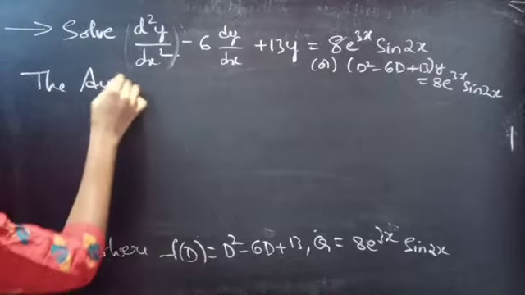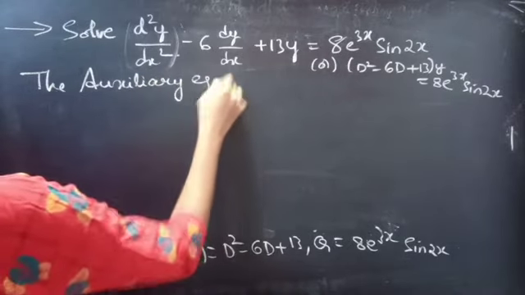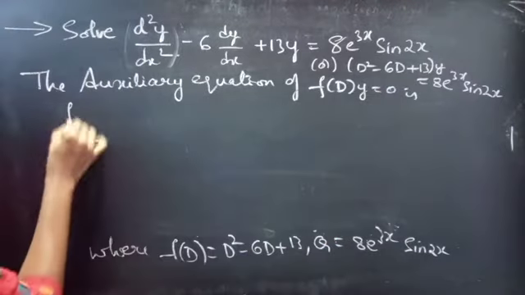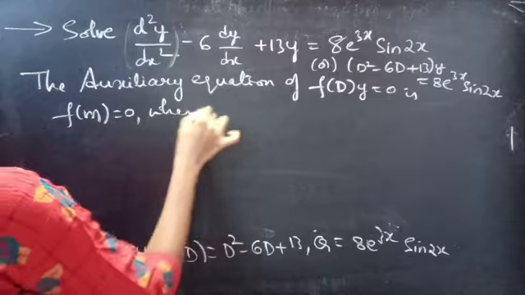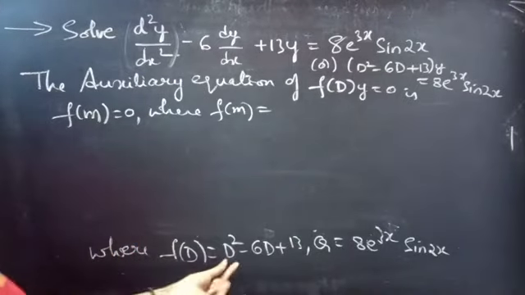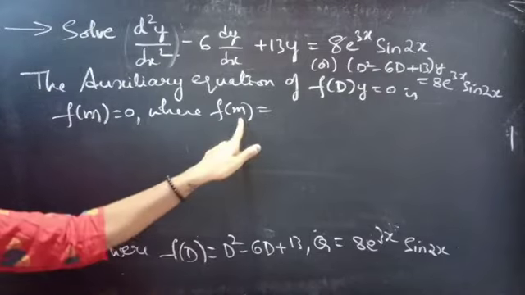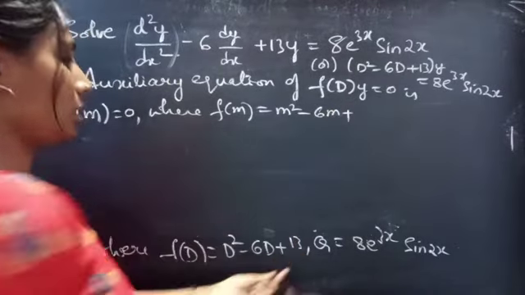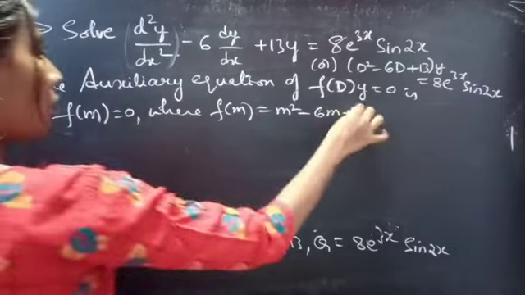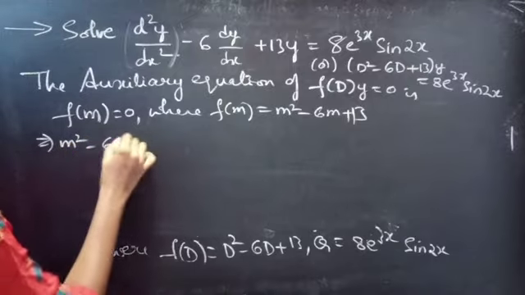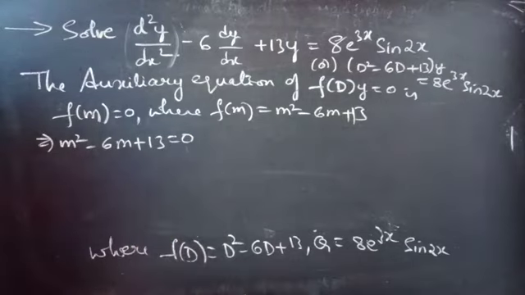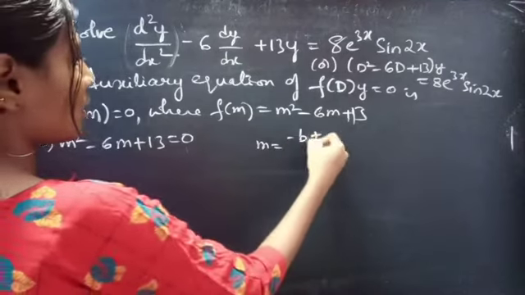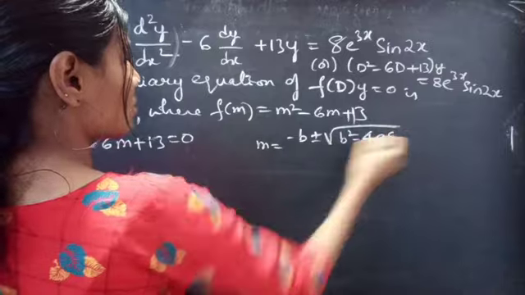The auxiliary equation of f of D into y equals 0 is f of m equals 0, where f of D is D square minus 6D plus 13. Let's replace the differential operator by m, so that we'll get f of m equals m square minus 6m plus 13. Now our auxiliary equation becomes m square minus 6m plus 13 equals 0. Now we need to find the roots of this equation using the quadratic formula: m equals minus b plus or minus square root of b square minus 4ac by 2a.